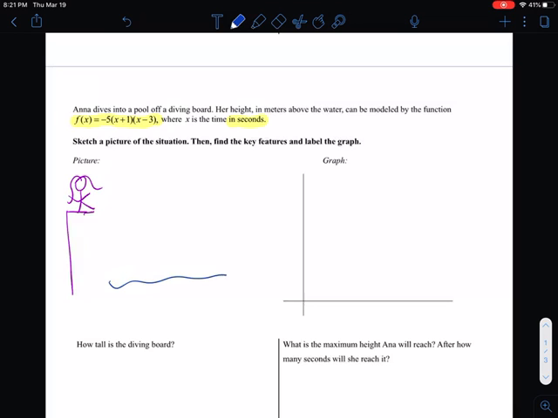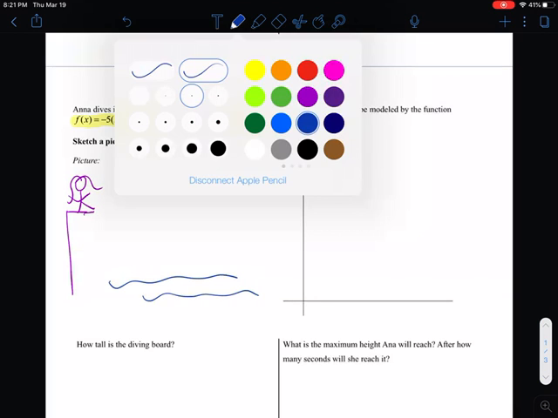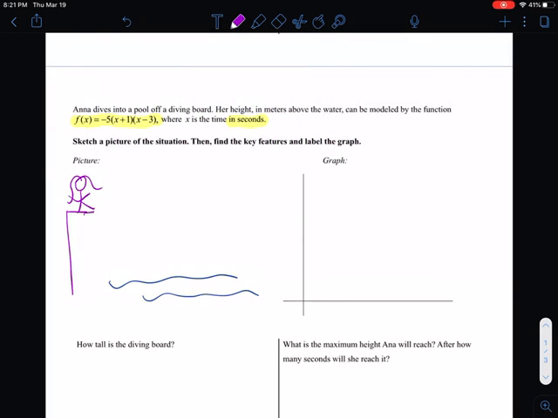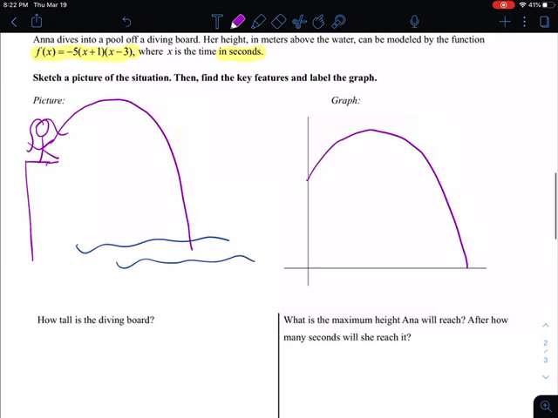And then she's diving into some water down here. And then her path is gonna be pretty similar to the one in the last problem. It will look something like that. So let's go over here and draw in our shape. And don't forget to label your graph.